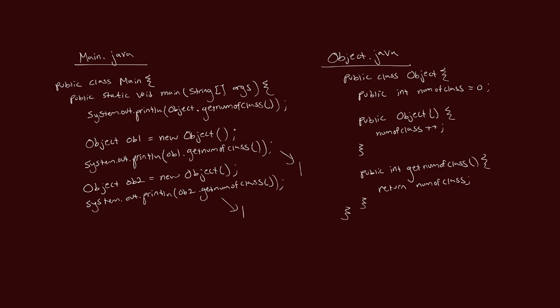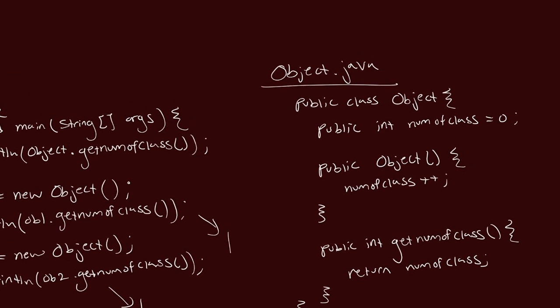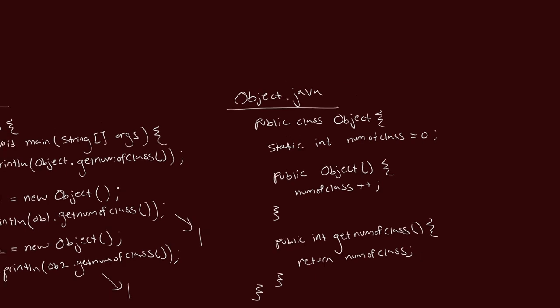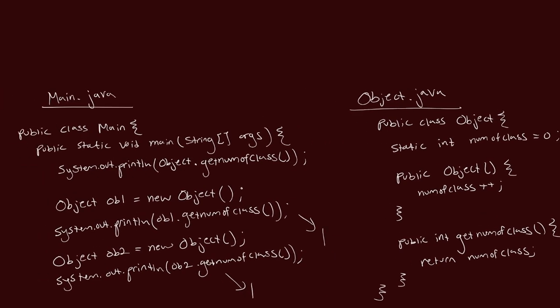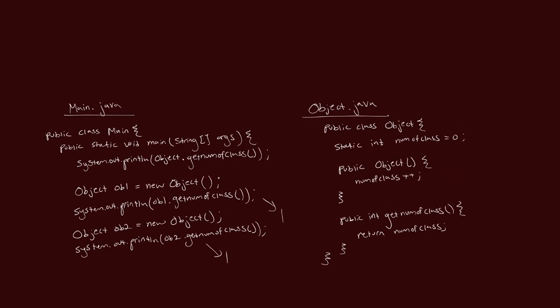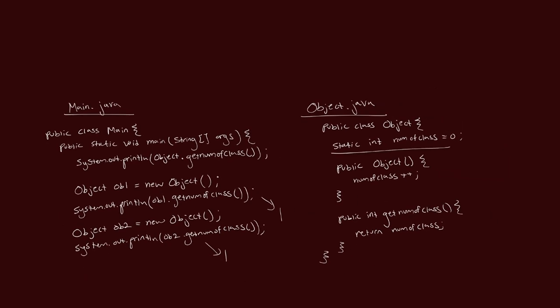Okay, so what are we supposed to do here? What we can do is, instead of doing public int num of classes, we could do static int num of classes. If we do static, every time we call our class over and over again, this doesn't get reset. Everything else gets reset in the code, but whatever is static does not get reset.